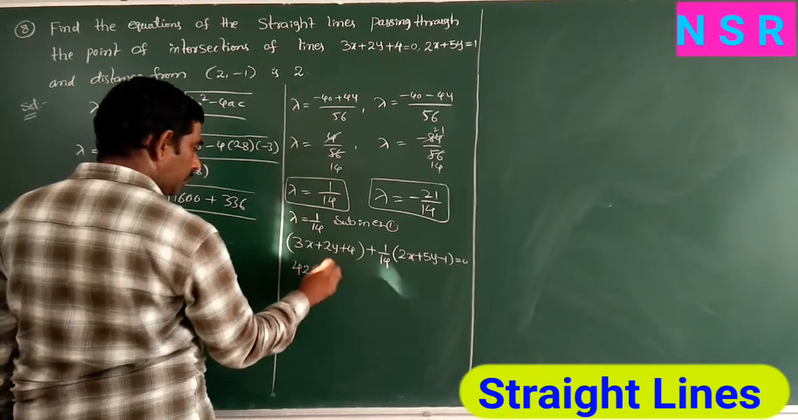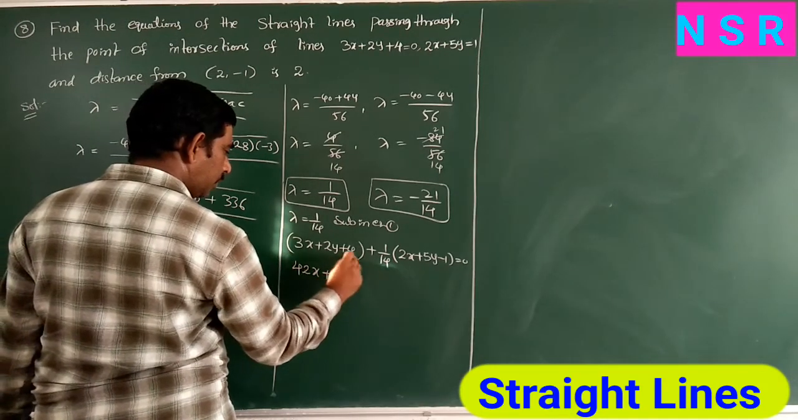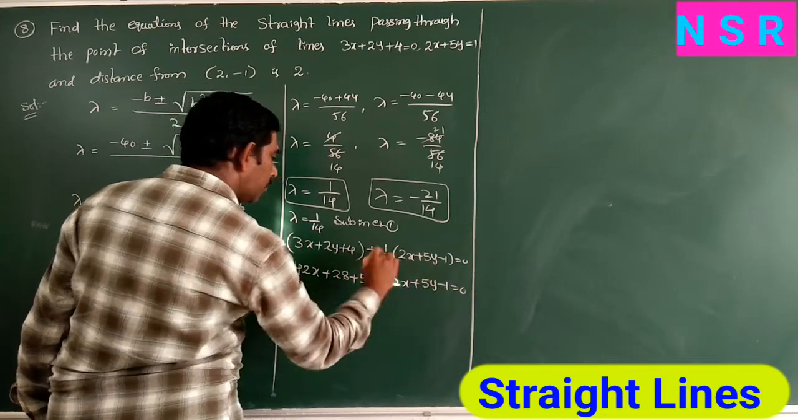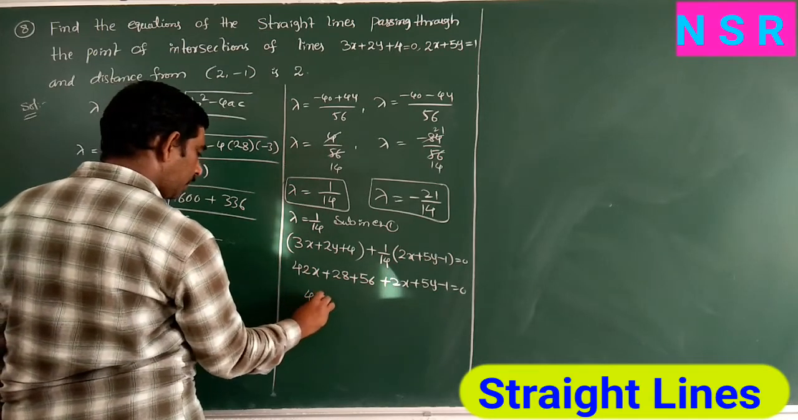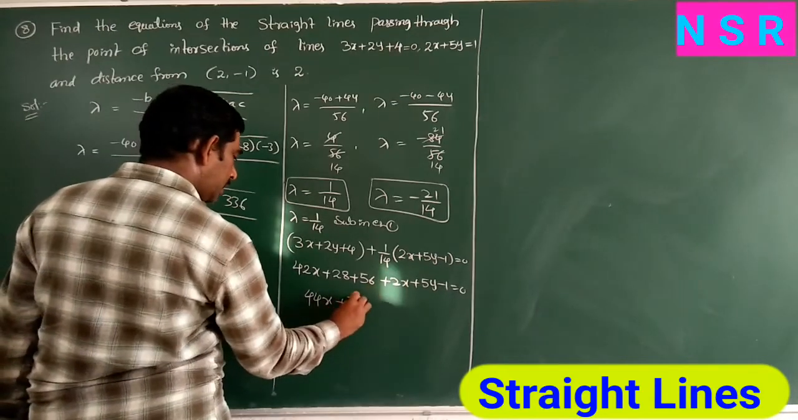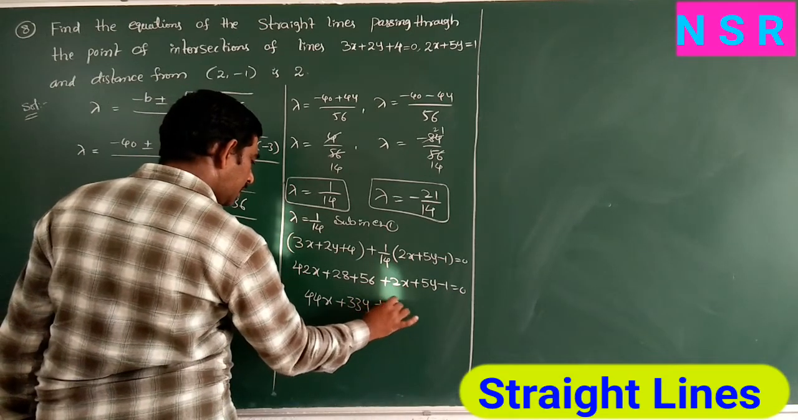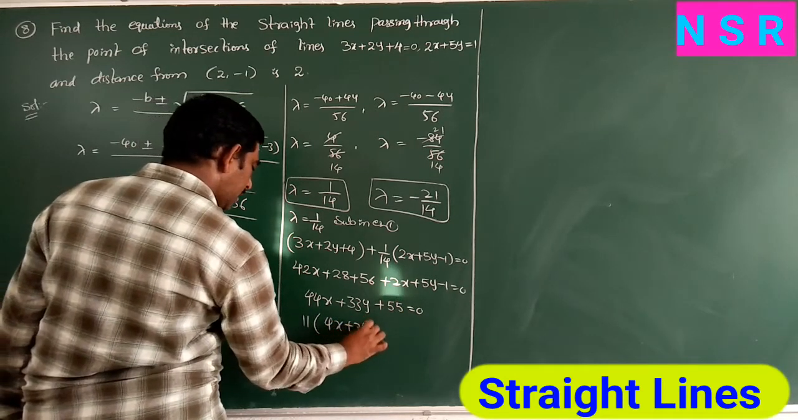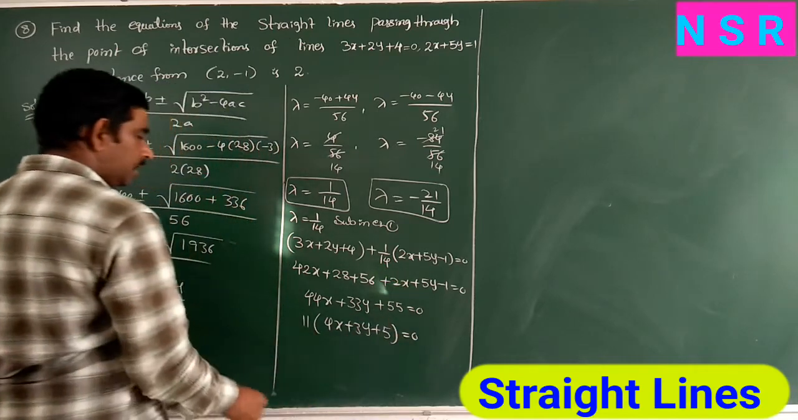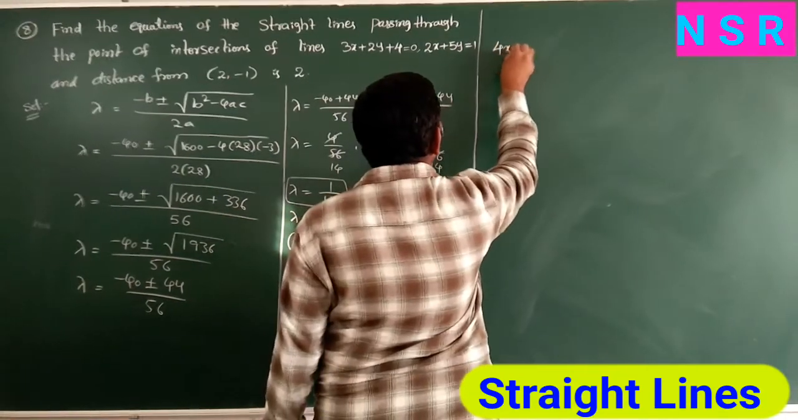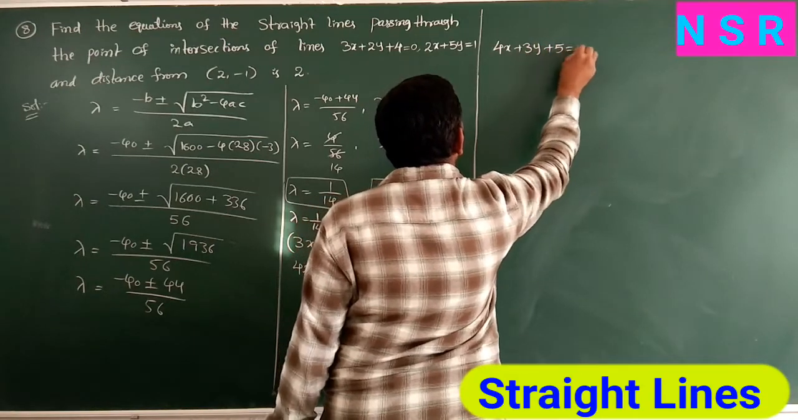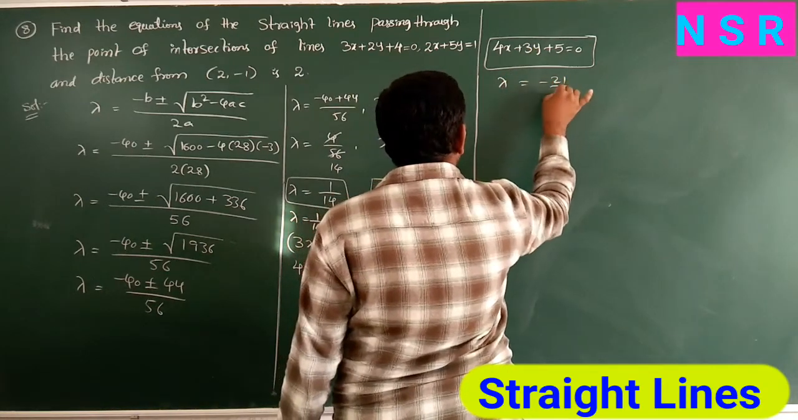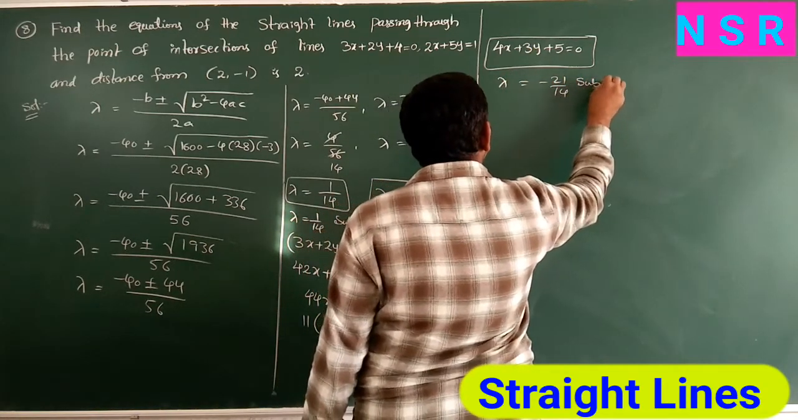42, 14 2s are 28, 14 4s are 56. Now 2x plus 5y minus 1. So 1 multiply here. 42 plus 2 is 44, 28 plus 5 is 33, 56 minus 1 is 55. Now take 11 common here. So 11 4s are 44, 11 3s are 33, 11 5s are 55. So we get 4x plus 3y plus 5 equal to 0. So this is our first straight line equation. So again lambda is equal to minus 21 by 14. Substitute in equation 1.